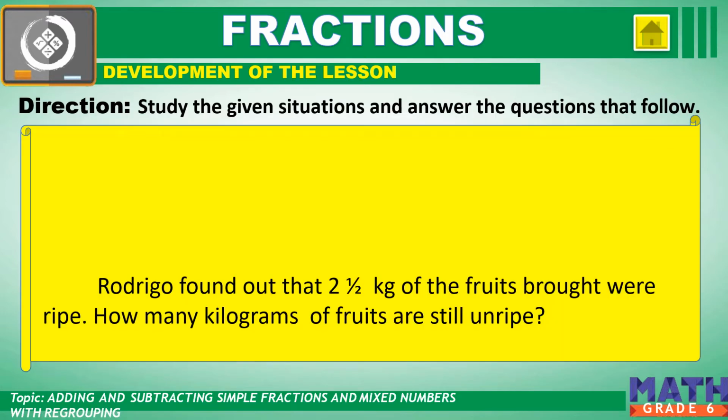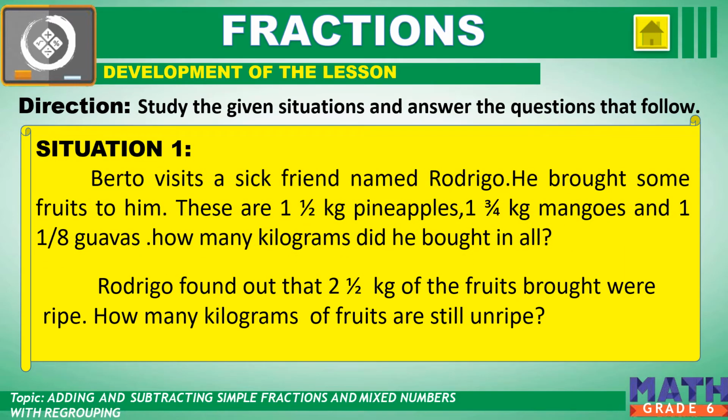This time, we are now on the development of the lesson. So consider our directions: study the given situations and answer the questions that follow. For situation number 1, Berto visits a sick friend named Rodrigo. He brought some fruits to him. These are 1 and 1/2 kilograms of pineapples, 1 and 3/4 kilograms of mangoes, and 1 and 1/8 kilograms of guavas. How many kilograms did he bring in all? Rodrigo found out that 2 and 1/2 kilograms of the fruits brought were ripe. How many kilograms of fruits are still unripe?